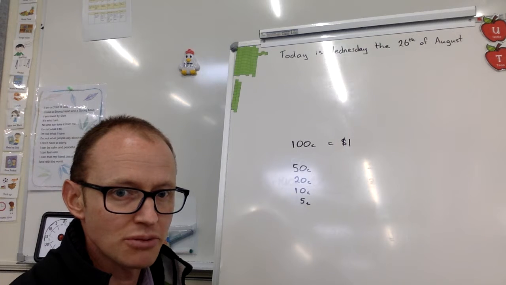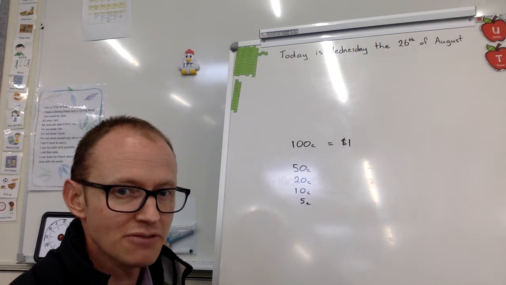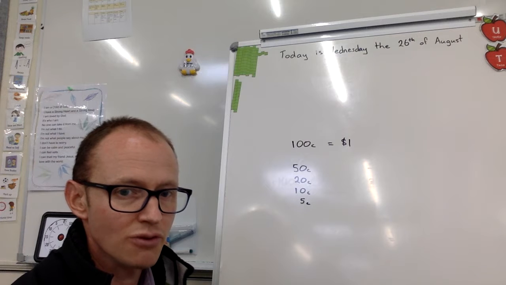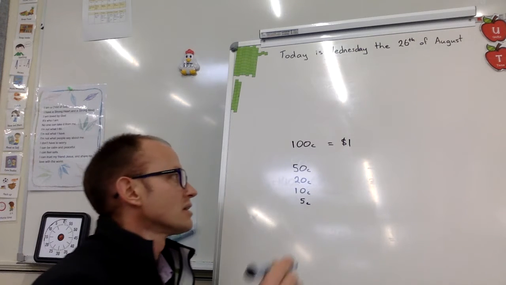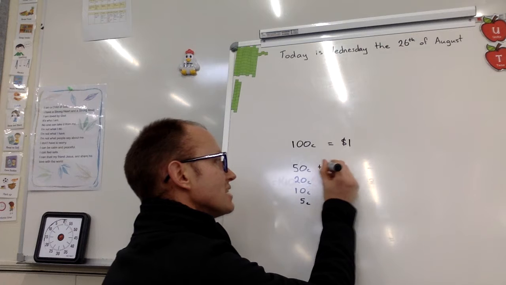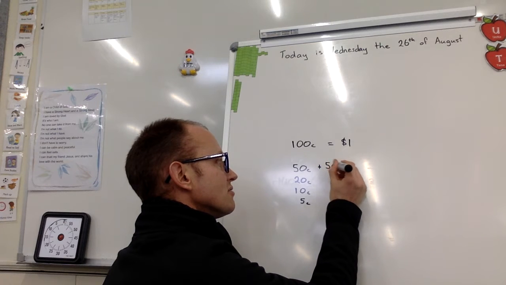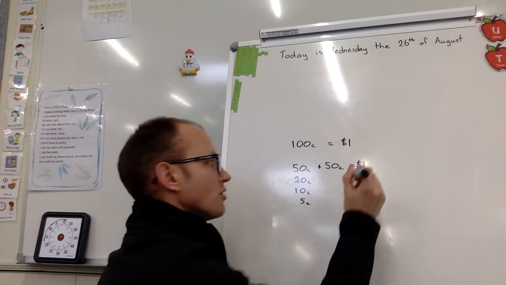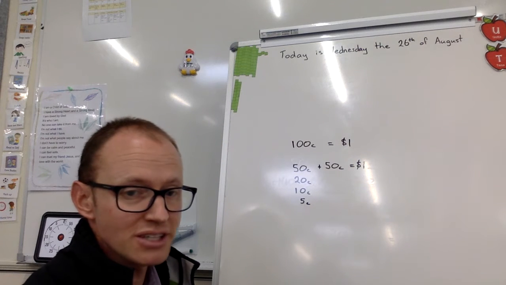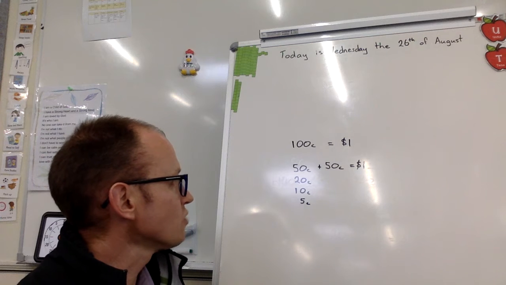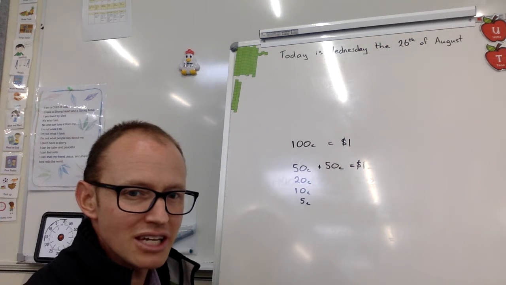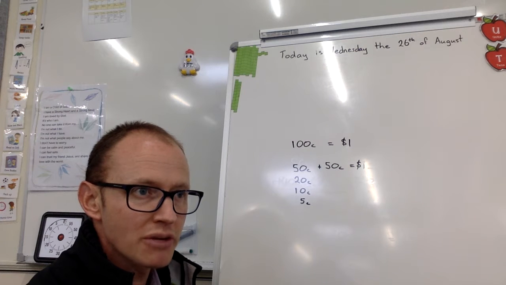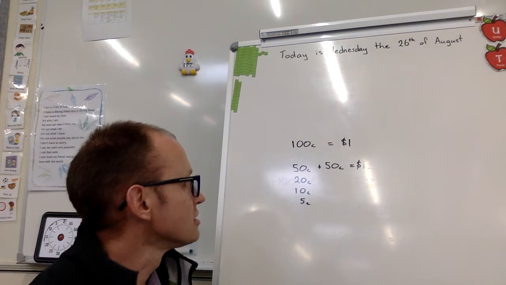I want you to write that in your book now. So how many 50 cents do I need for $1? 50 cents plus 50 cents equals $1. So I need two 50 cent pieces to make $1. 20 cents. How many 20 cent pieces do I need to make $1?